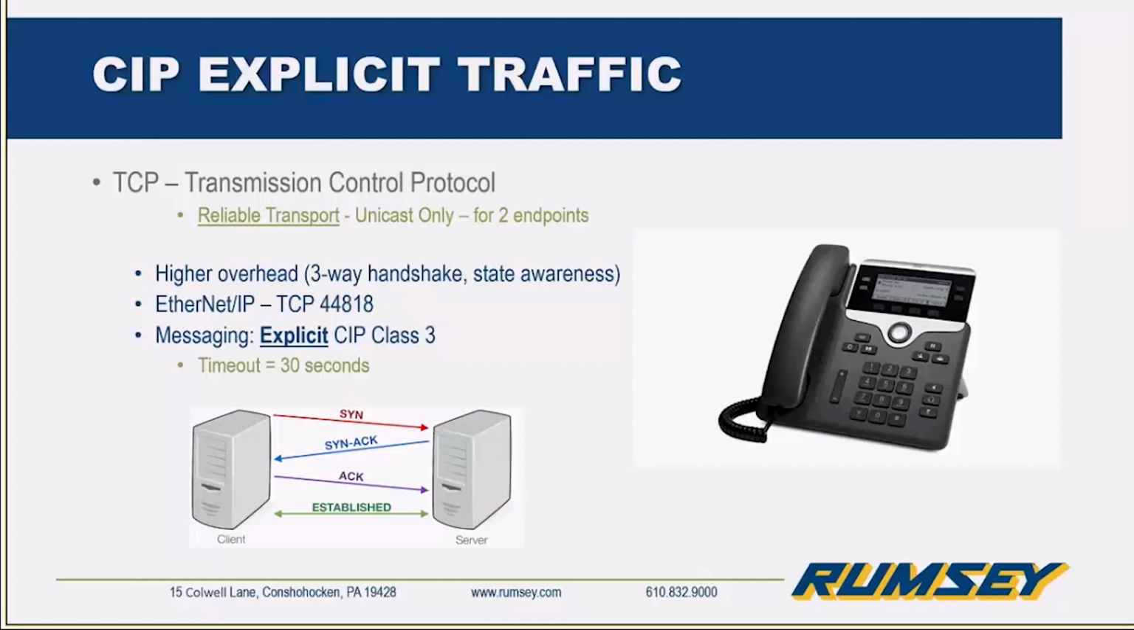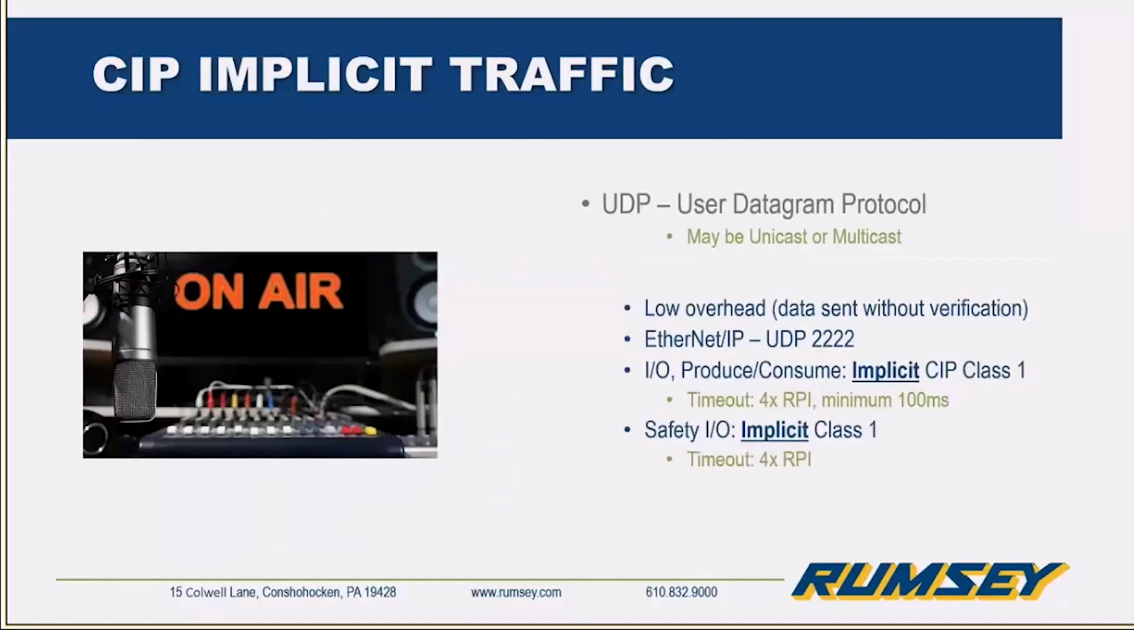So think of a TCP message as a phone call. I call you, you ask hello, I respond, identify myself, and confirm that the communication has been established before we continue the conversation. HMIs, message instructions, program uploads and downloads, all examples of CIP Class 3 messaging. This type of communication has a 30-second timeout. Given this context, let's take a look at the other types of traffic.